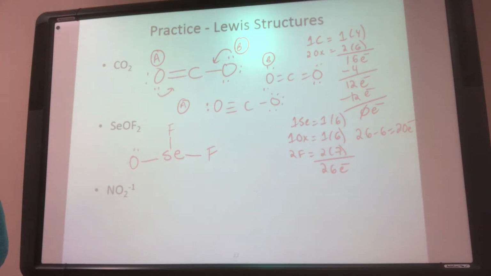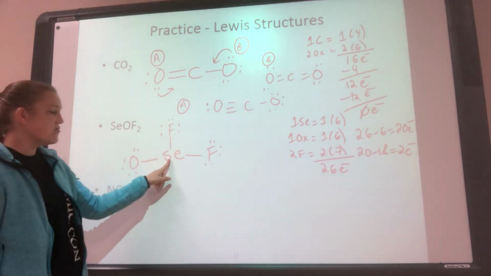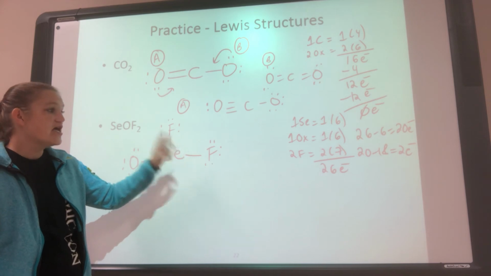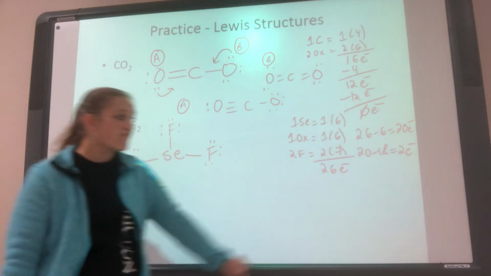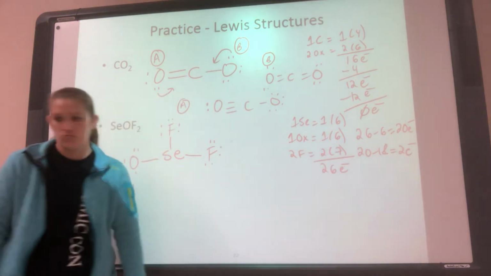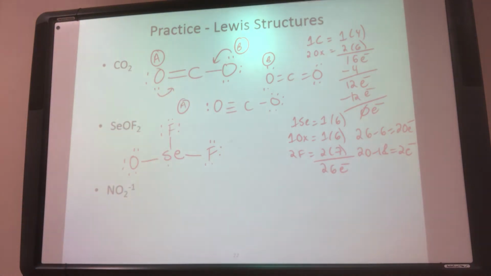So I go 1, 2, 3, 4, 5, 6, for each of the three outside atoms. I've used 18, so I have 2 electrons left. All right, next, Se. Se wants 8. He's got 1, 2, 3, 4, 5, 6. He only has 6. He wants 2 more. Do I have 2? In this case, I do. So I put those 2 electrons on the Se.